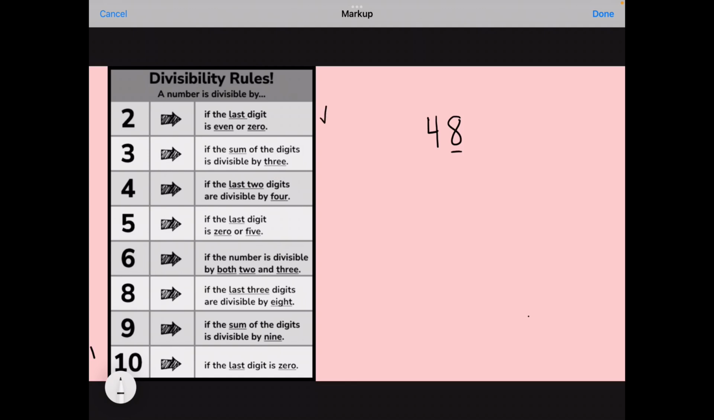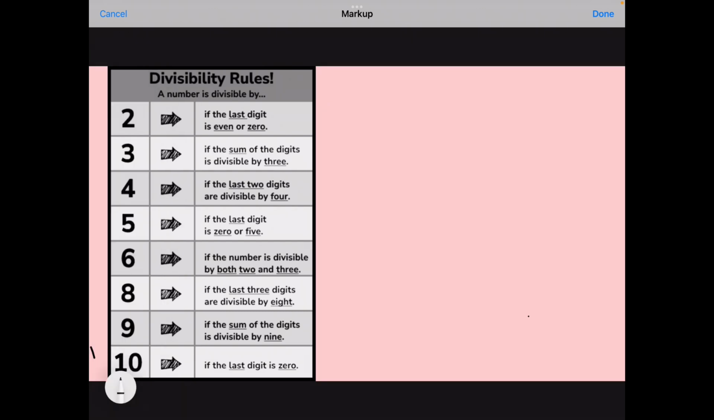If the sum of the digits is also divisible by 3, so if I add those up, I would get 12. 12 is divisible by 3. I can divide 12 by 3 and get a whole number answer. Then that means this number is also divisible by 3. And since 48 is divisible by both 2 and 3, it is automatically divisible by 6 as well. I can divide 48 by 6 and get a whole number answer.